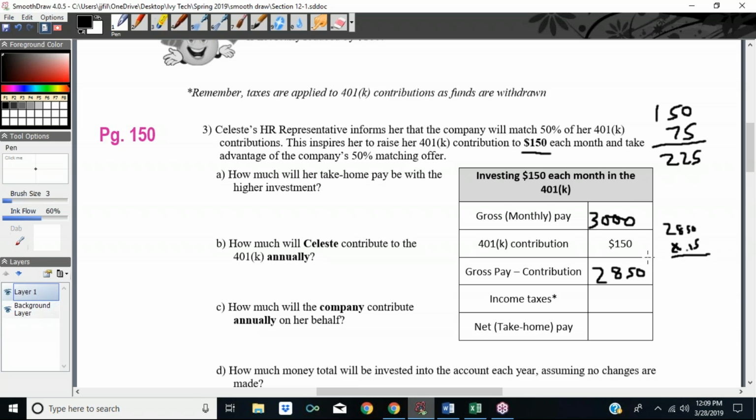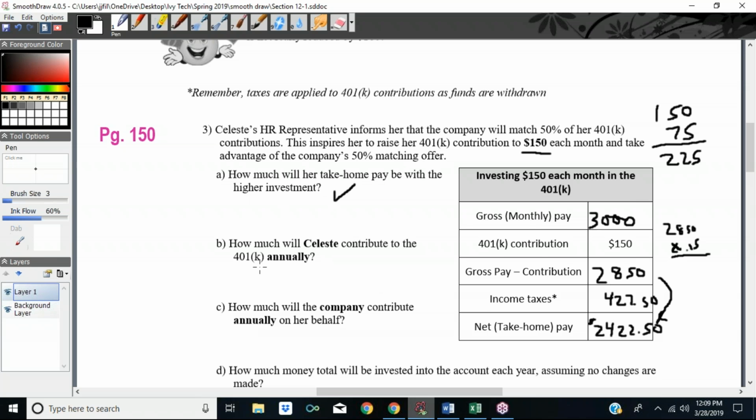And let's see how much that is. Or $2,750. All right. And then we're going to subtract those to get her take-home pay. So $2,422.50 this time. So a little bit less, but not $150 less. So let's see, how much will her take-home be?